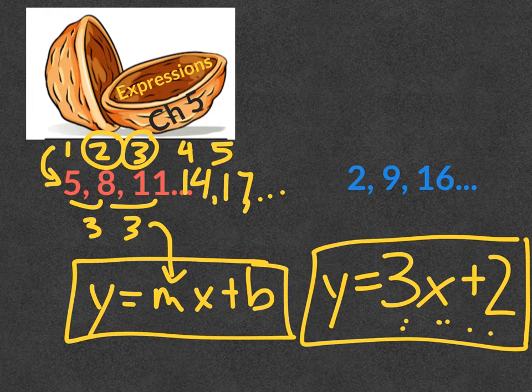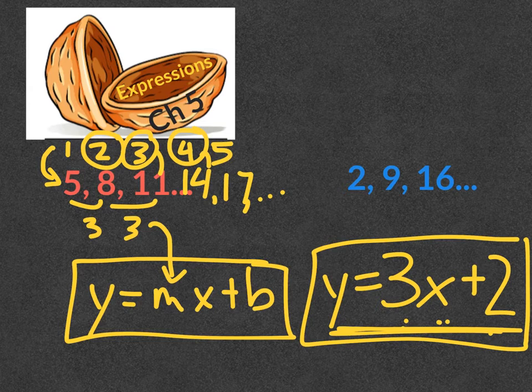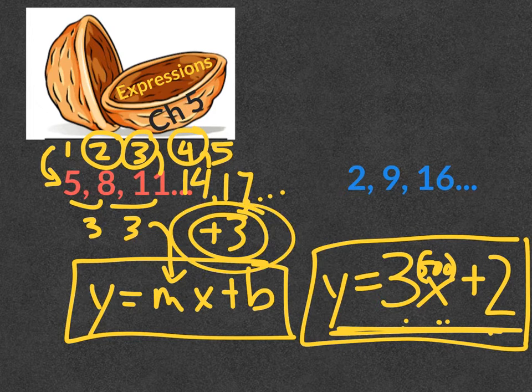And 3 times 3 is 9, plus 2 is 11. And 4 times 3 is 12, plus 2 is 14. And this now works for anything, so you could jump to like the 500th term. If you wanted the 500th term, you just put 500 in for x. 3 times 500 is 1500, plus 2 is 1502. So this plus 3 tells you how to get to the next term, but this y equals 3x plus 2 tells you how to get to any term instantly.